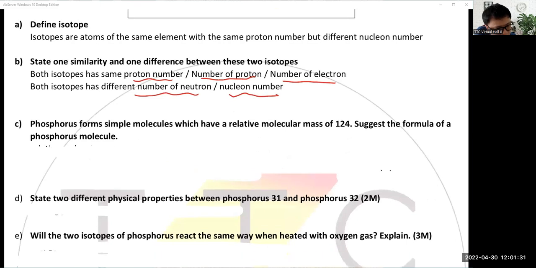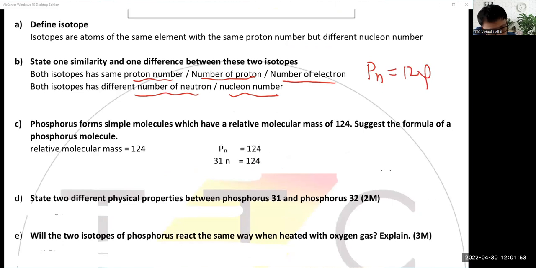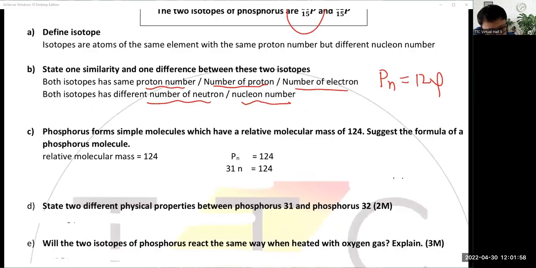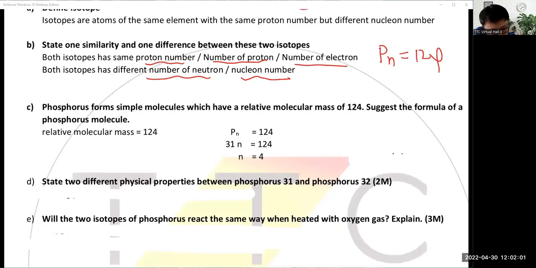Then this one is a thinking question. Phosphorus forms a simple molecule that has a relative molecular mass of 124. So suggest the formula. Because the molecule is unknown, it's possible to be P1, P2, P3, P4. We don't know what the size is. So you write Pn first, meaning unknown, and the mass is 124. Then the mass of Pn equals 124. Then we put in the mass of phosphorus, 31. We will get n equals 4. Then you put back the formula. If you put the 4 inside, it becomes P4. So this is the formula.